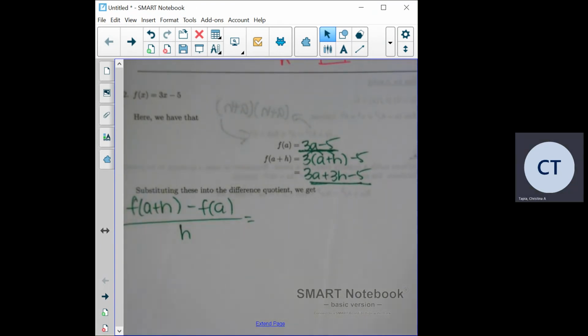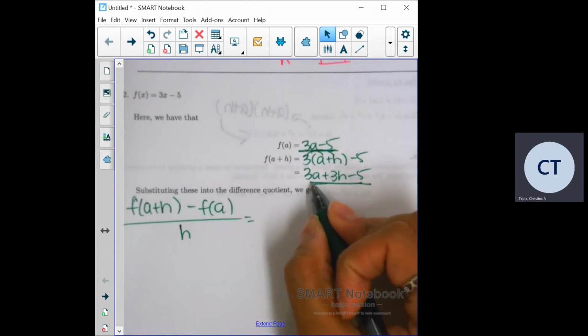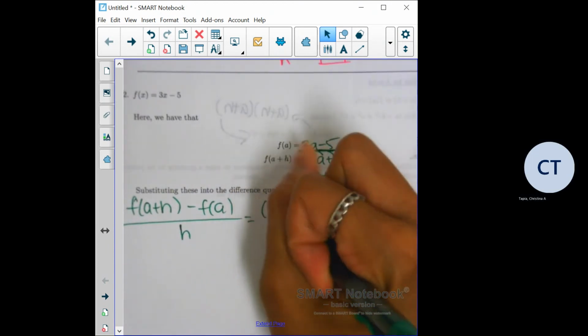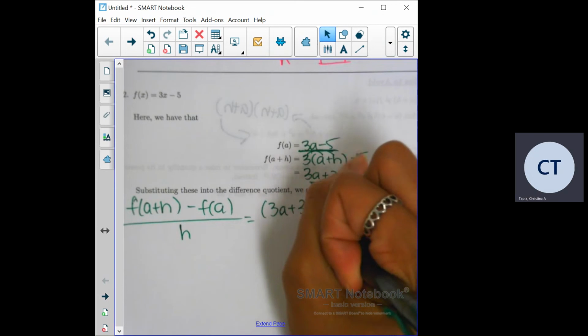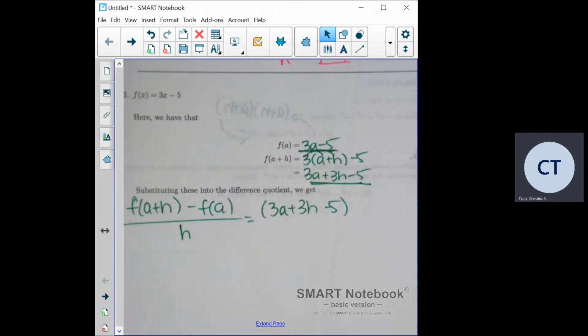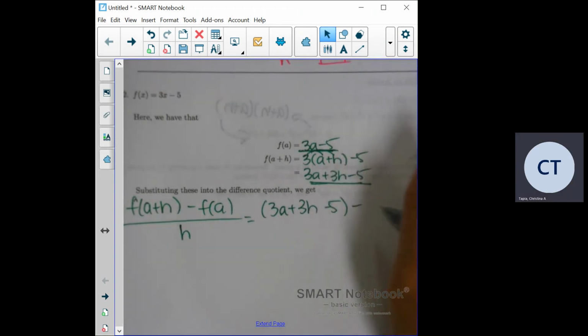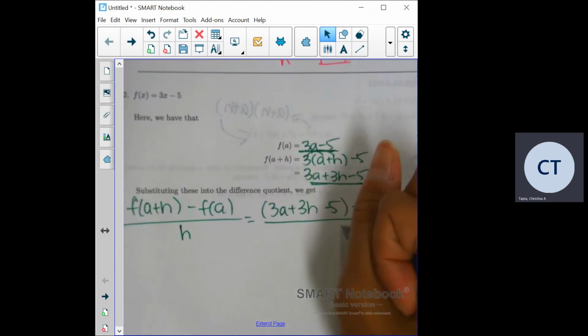So in my formula, I'm going to have f of a plus h, which is 3a plus 3h minus 5. Every time I plug stuff in, always use a set of parentheses. Minus f of a, which is 3a minus 5. And we're going to divide all of this by h.